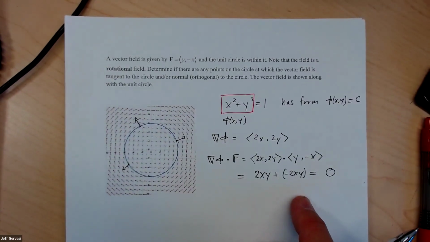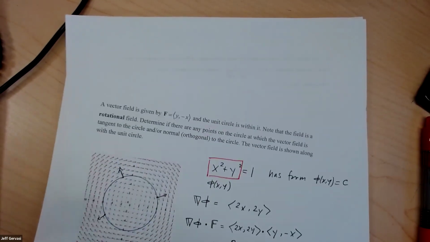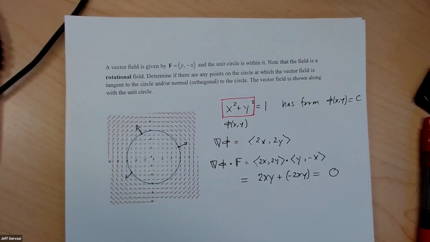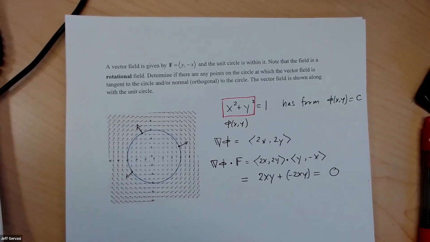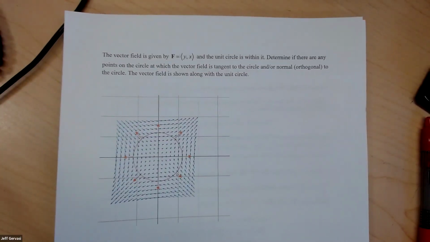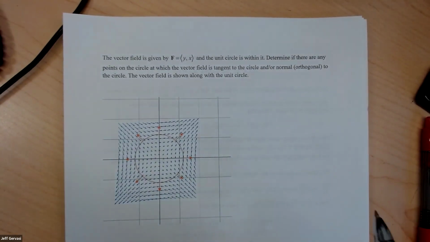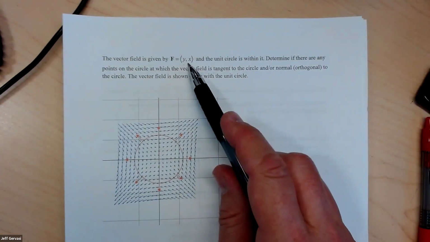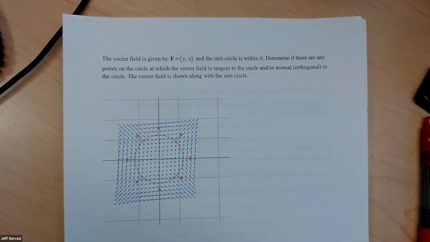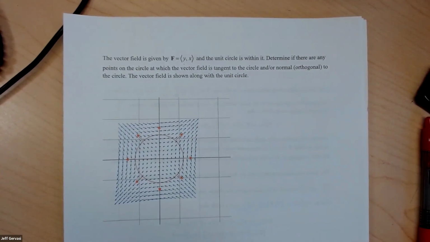Now, I have another example here, a different vector field. Take a look at this one. Here we go. So this time the vector field is given by y and x. Those are the components, and the unit circle, as before, is dropped in there. This time, you'll notice I actually placed some orange vectors on there. Those would be the gradient vectors. And the blue vectors represent the vector field.